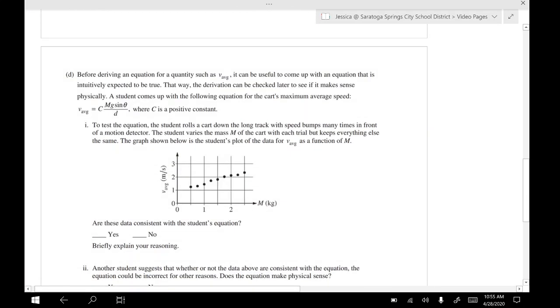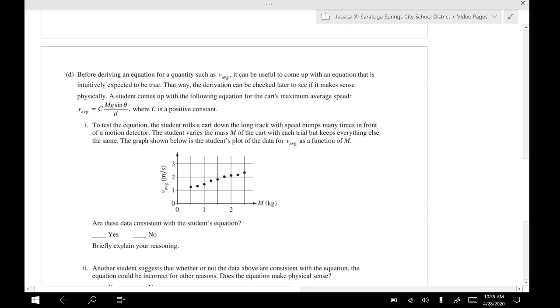Here's the fun part, the equation part, which all of you guys don't love, but it's okay. Before deriving an equation for a quantity such as V average, it can be useful to come up with an equation that's intuitively expected to be true. That way, the derivation can be checked later to see if it makes sense. So a student comes up with the following equation for the cart's maximum average speed, where C is some positive constant. We don't know what C is, but it's a positive constant.